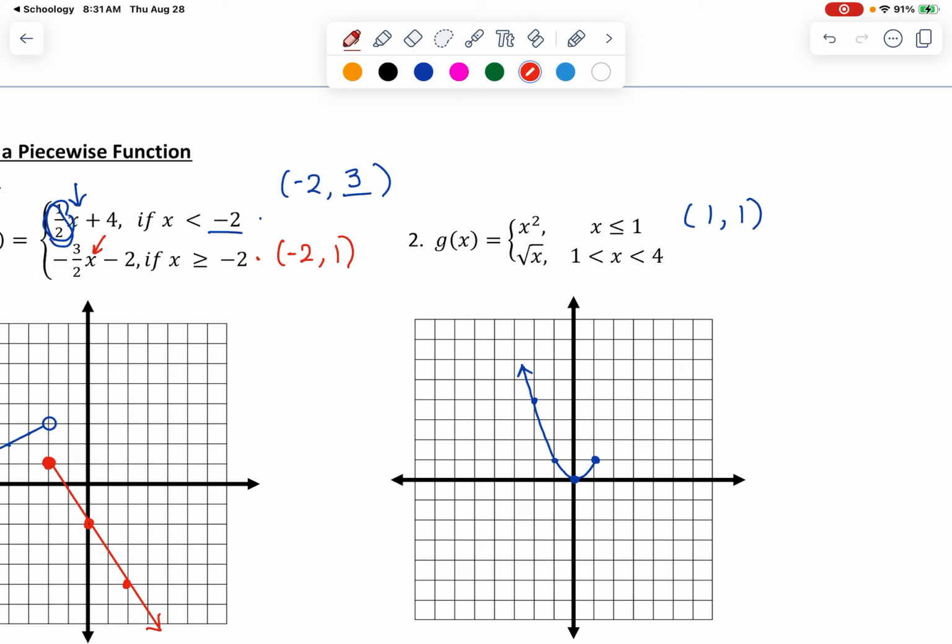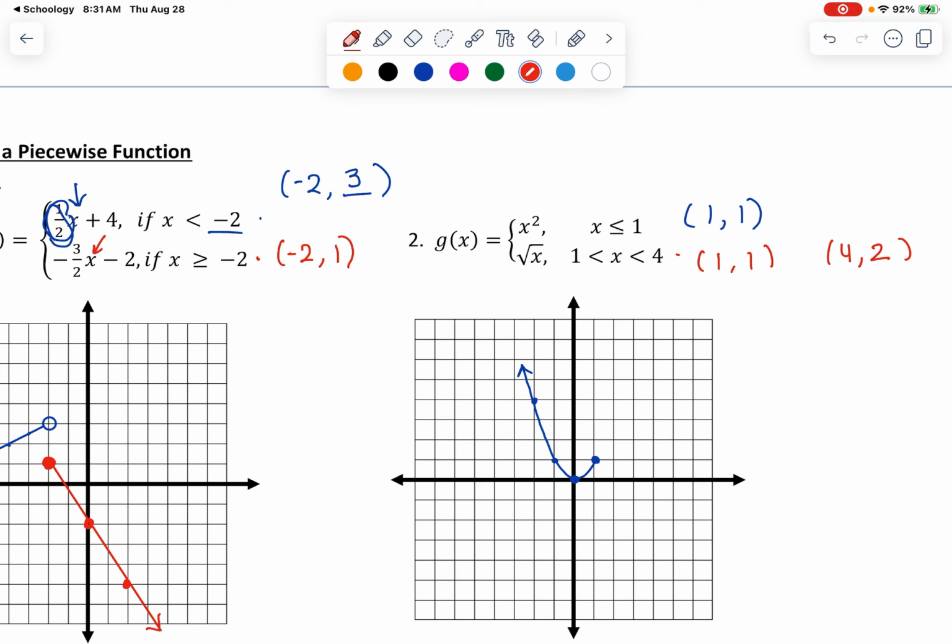All right, now I'm going to make the second piece right here. So this piece right here, we're only graphing values between 1 and 4. So it's going to have 2 endpoints. So I need to know where the point at 1 is, and I need to know where the point at 4 is. 4 comma what? So let's plug in 1. The square root of 1 is 1. And then plug in 4. The square root of 4 is 2.